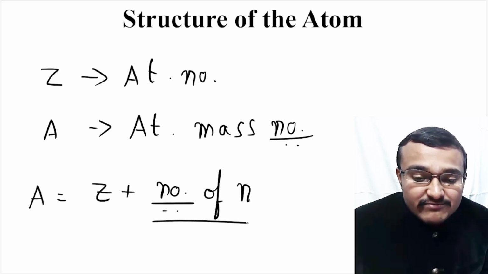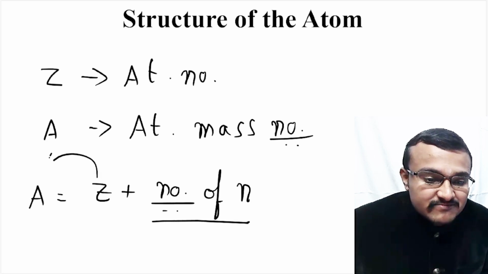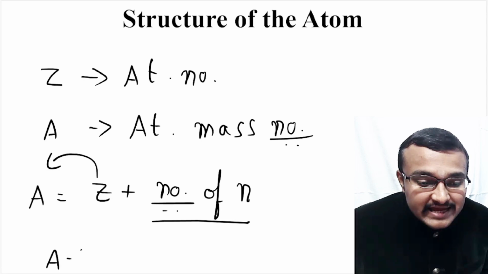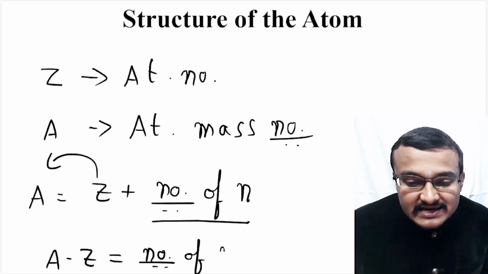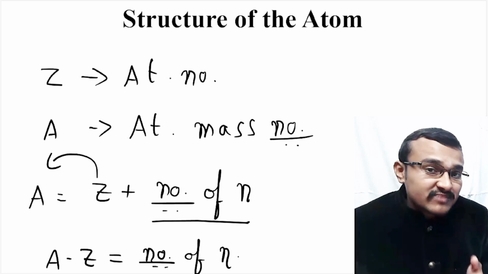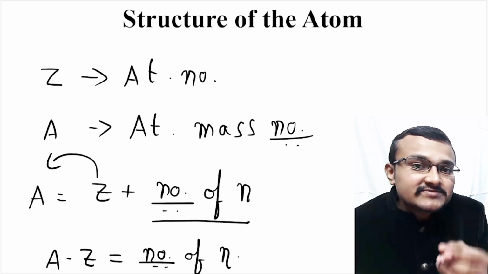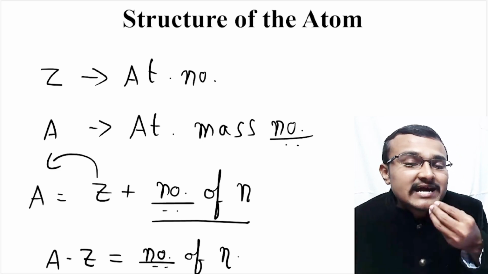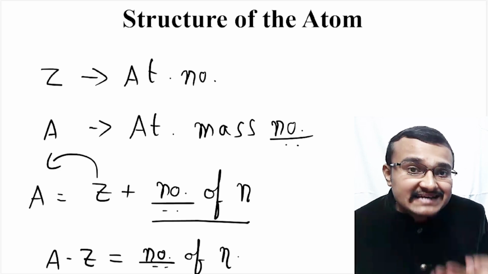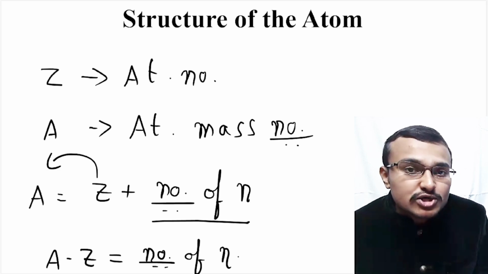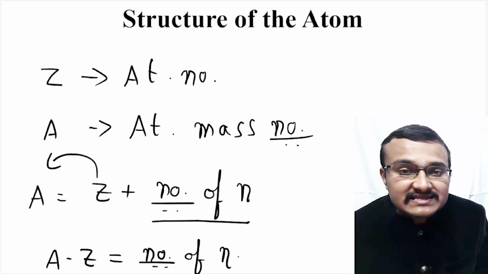So now if you want to calculate the number of neutrons, you can just bring Z to the LHS. So A minus Z will give you the number of neutrons present in that particular element. This might be asked in your exams. They might give some elements with the atomic mass number and atomic number of that particular element, and ask you to calculate the number of protons, electrons and neutrons present in that particular atom.